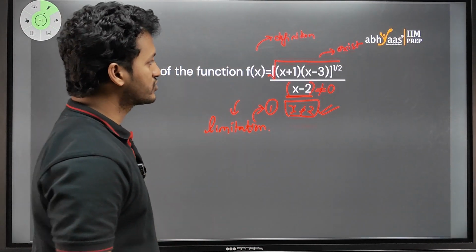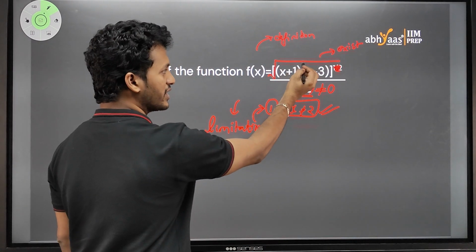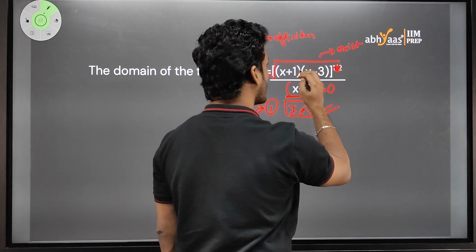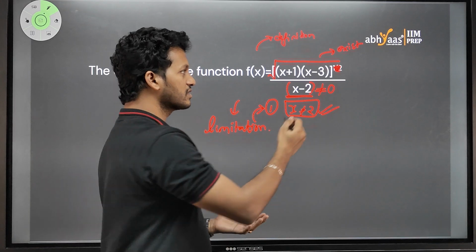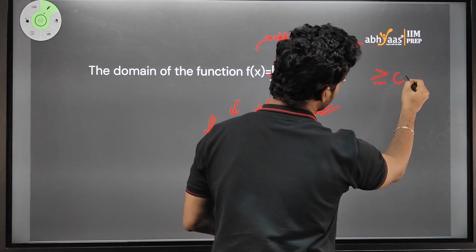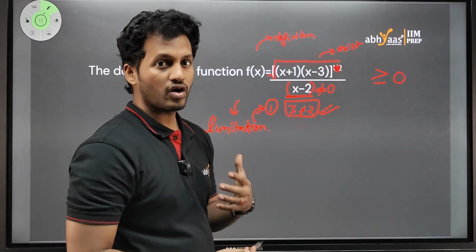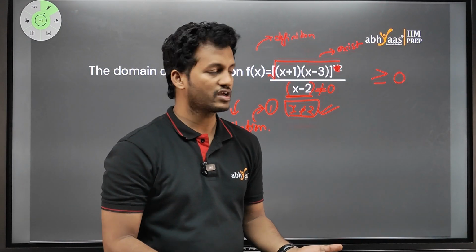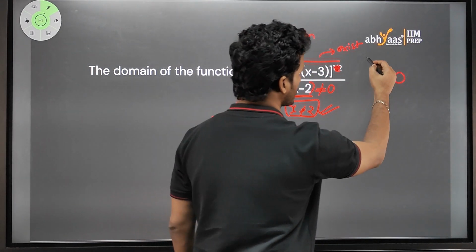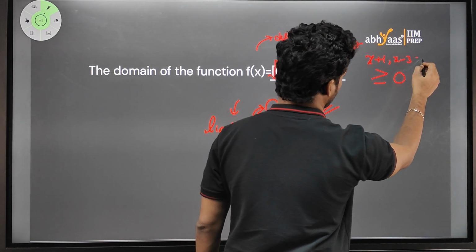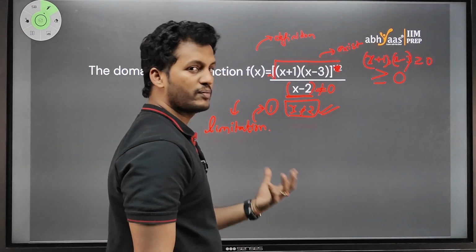Okay, now coming to the next one, it is under root. This whole thing is under root, (x plus 1) into (x minus 3). What is the minimum criteria for anything to be under a root? It should be greater than or equal to 0. It cannot be negative. If this whole thing is negative, it is undefined, or we can say that they are imaginary numbers, right? So they are not real. So (x plus 1) into (x minus 3) should be greater than or equal to 0.